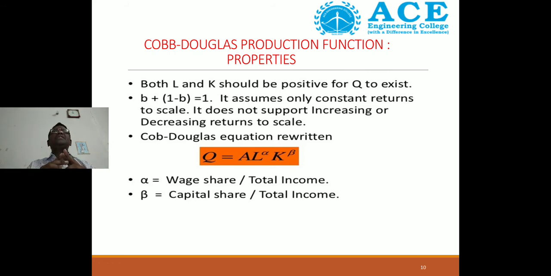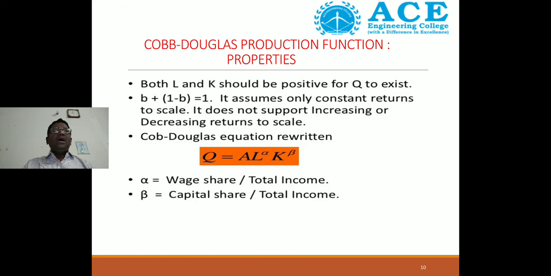The Cobb-Douglas equation is written as Q equal to A into L to the power of alpha and K to the power of beta. L means labor, K means capital. So what does alpha indicate? Alpha indicates the wage share by total income. Out of the total income, what is the wage share? That is what alpha indicates.